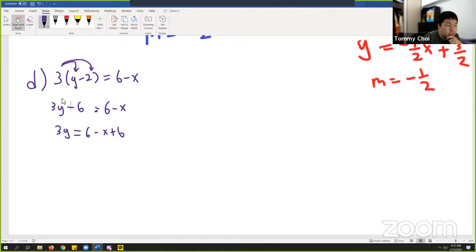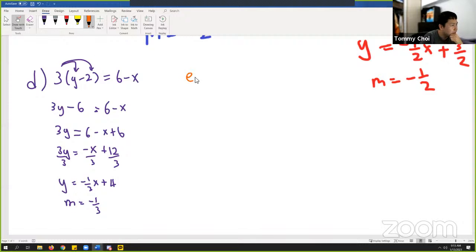We can then combine like terms on the right side. We have the 6 and we have the 6. So 6 plus 6 will give us 12. So I'm going to get negative x plus 12. Once we do that, we divide by 3. And we're going to get negative 1 over 3x plus 12 divided by 3, which is 4. The slope we get here is negative 1 over 3. Okay?